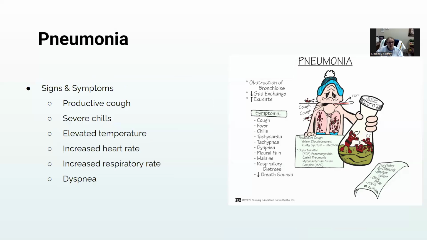So some pneumonia signs and symptoms, you're gonna have a productive cough, you're gonna have chills, you're gonna have a temperature greater than 100. You may have an increase in heart rate, increased respiratory rate, and shortness of breath. Here's just a little picture that can kind of show you the signs and symptoms of what can cause it.